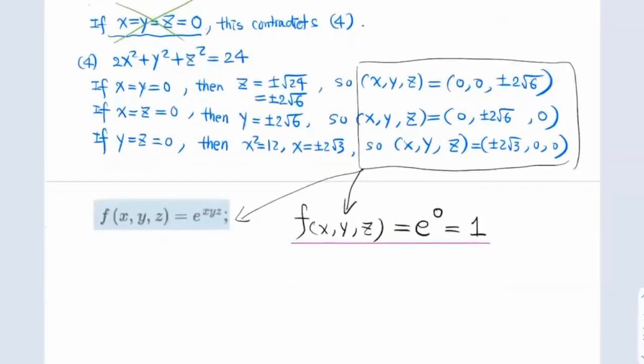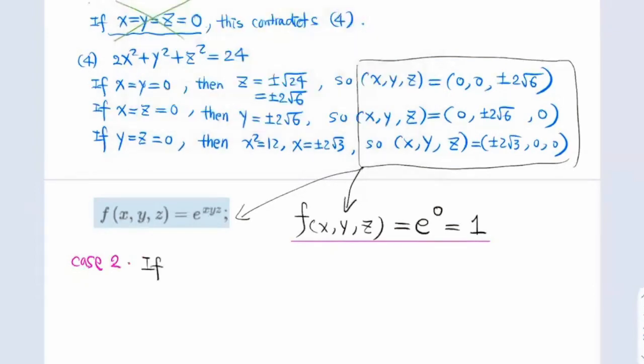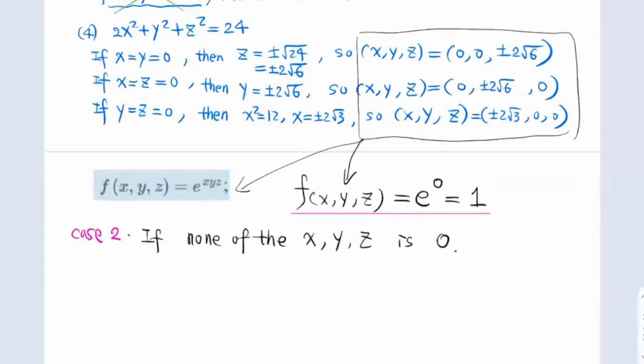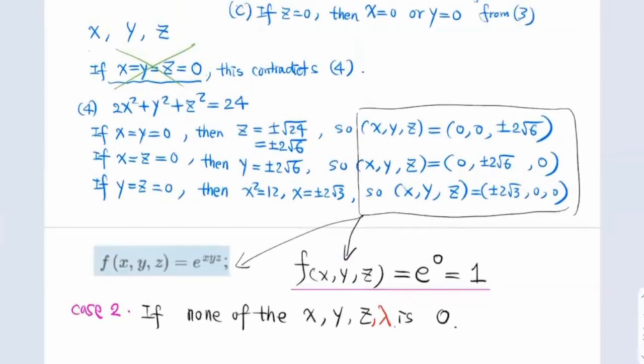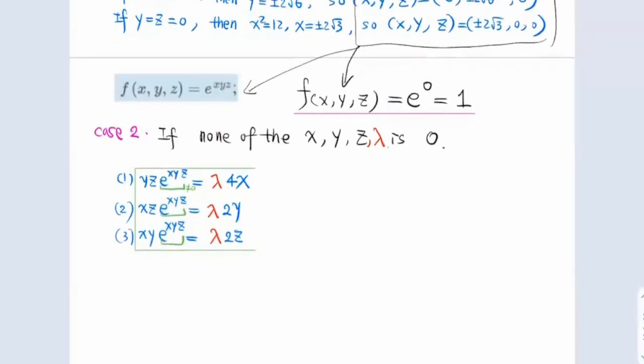Let's think about another case. Case 2: none of x, y, z is equal to 0. We just covered when one of them equals 0, so the rest is when none of them equal 0. And none of x, y, z, and lambda equal 0. Let's look at the first 3 equations over here. We have an equation that is a little bit more complicated to solve.